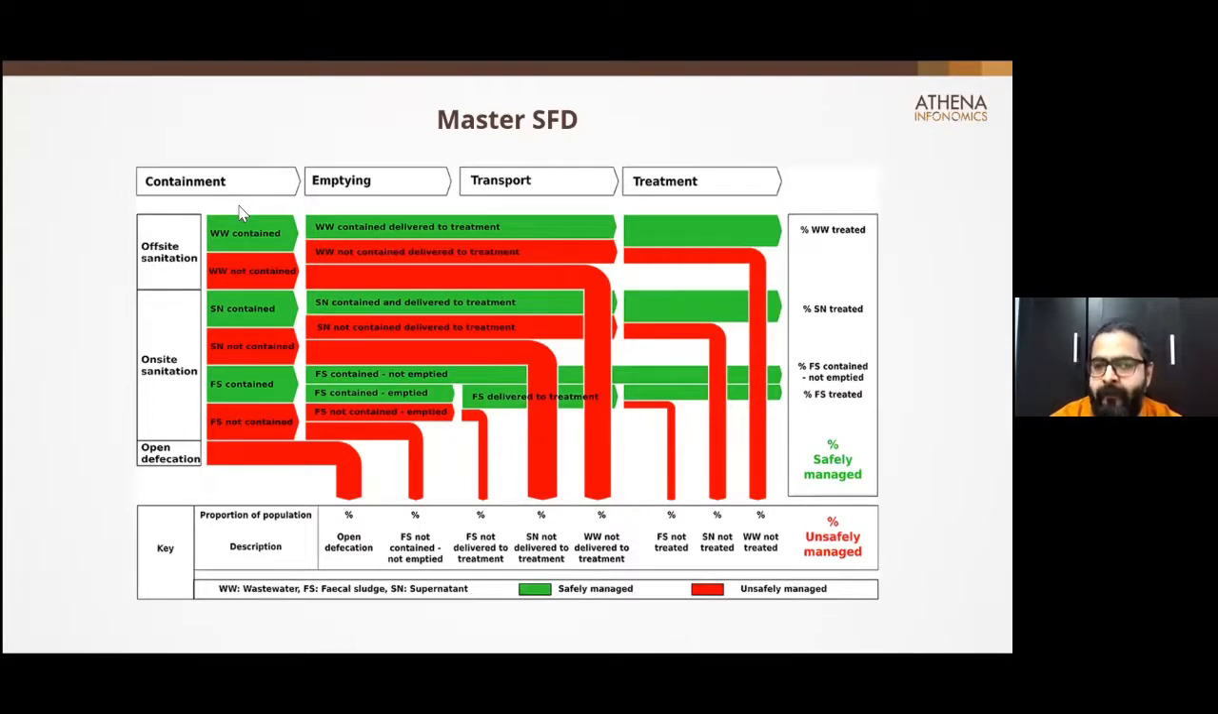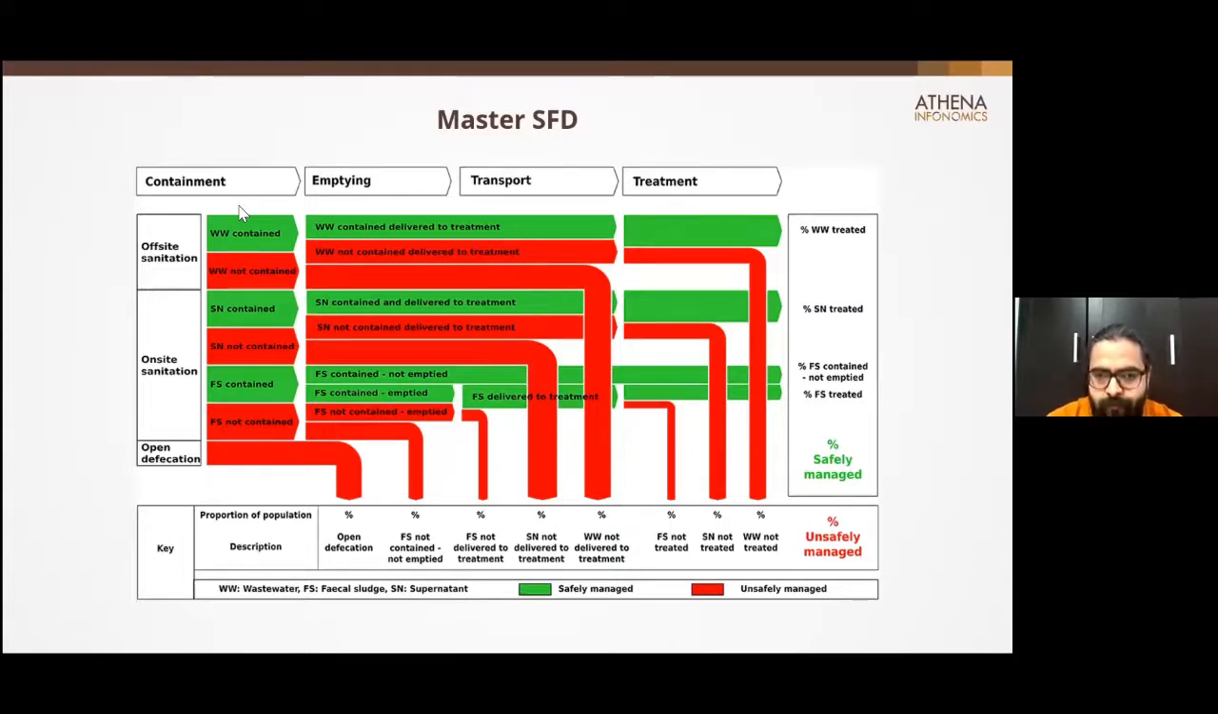So with time, the quality of supernatant deteriorates because the quantity of fecal sludge, the sludge which is settling down, is increasing, and the quality of the effluent, which should be partially treated, slowly and steadily starts reducing with time. And that's also an indication, in a way, that it's time to desludge your septic tank.